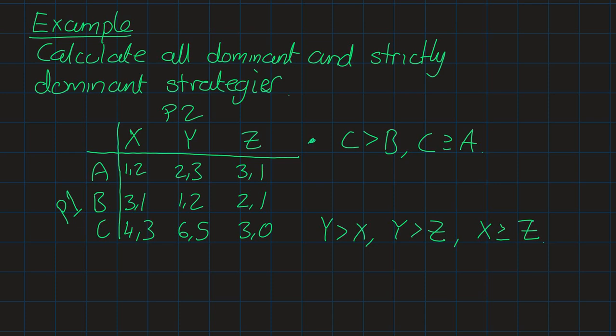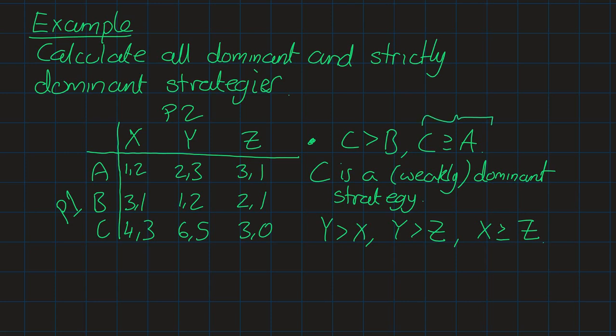Let's consider this first set of data. The fact that C strictly dominates B and it weakly dominates A means that C is a weakly dominant strategy, because it weakly dominates all of the other strategies. If instead C strictly dominated A, then C would be a strictly dominant strategy. But it's not. So C is a weakly dominant strategy.